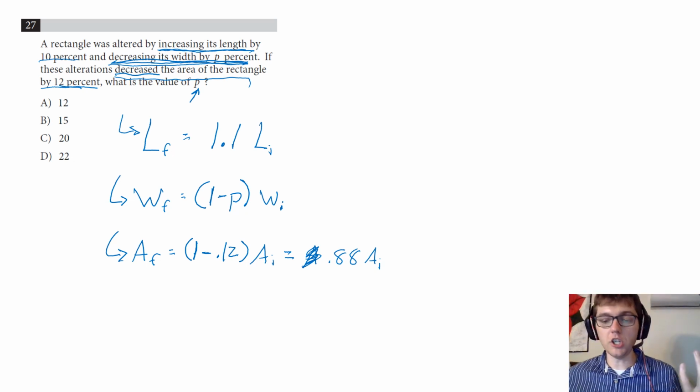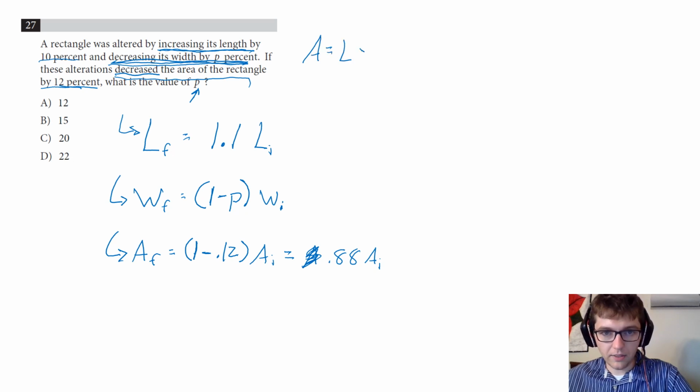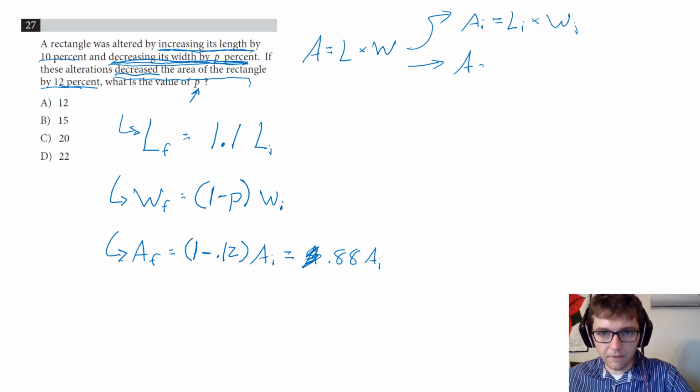Okay, so what ties all this together? It's knowing the geometry here. This equation is given on the first page of your equation sheet if you should need it. The area of a rectangle is area equals length times width, right? And that's valid at both the initial and the final condition. So the area of the initial rectangle is equal to length initial times width initial, and the area of the final is equal to length final times width final.